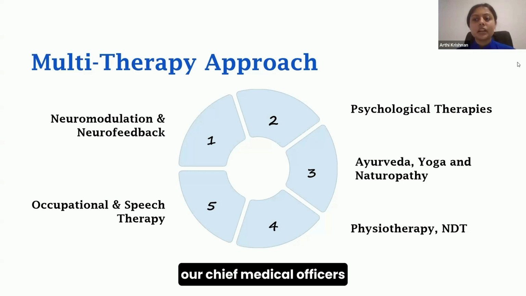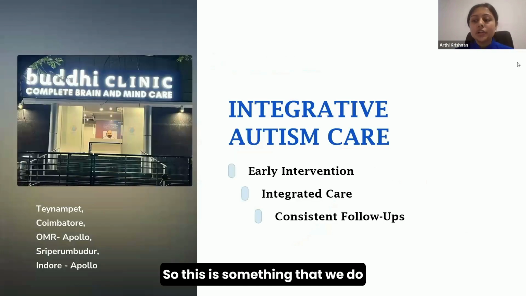We have our chief medical officers evaluating, and they talk to the caregiver and find out how therapy is going, and periodically feedback is taken to incorporate the needs and expectations of the caregivers and the client. So this is something that we do. And like I said, early intervention is what is primarily recommended. When we do early intervention, we have better outcomes.